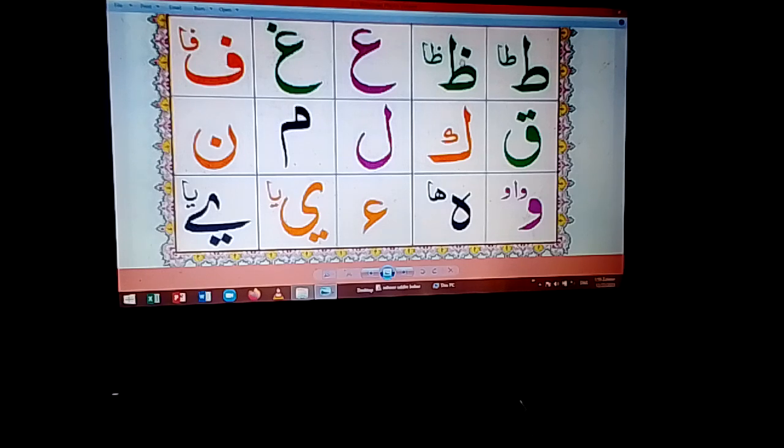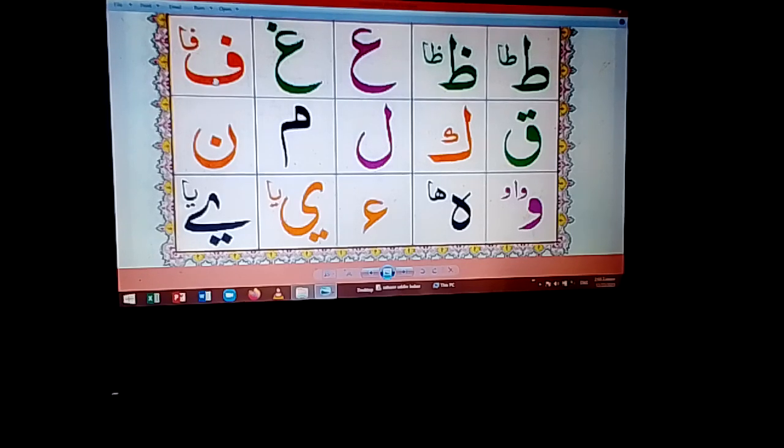Next is again purple letter. Again 2 letters are similar. Ain, and the next is ghain, ain, ghain.